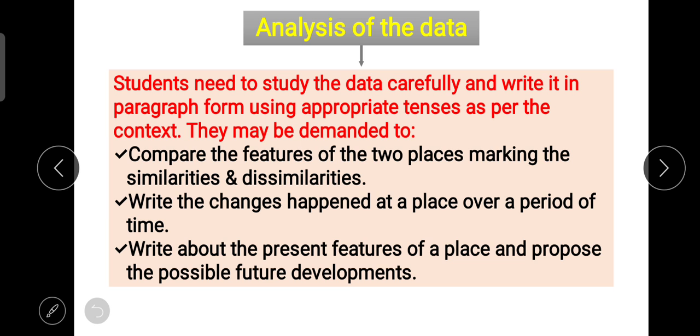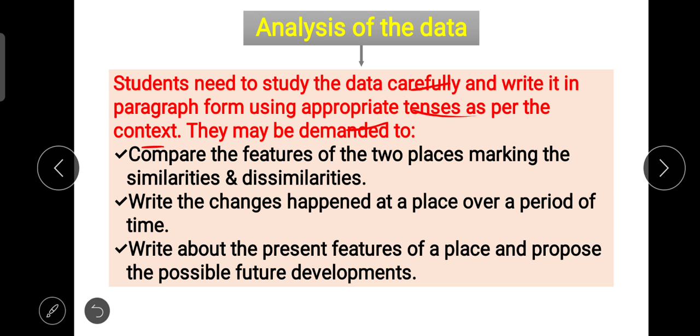Now, analysis of the data. During analysis, what is to be done? What can the analysis demand from the students? We need to study the data very carefully and write it in paragraph form using appropriate tenses. All these things we have already discussed.